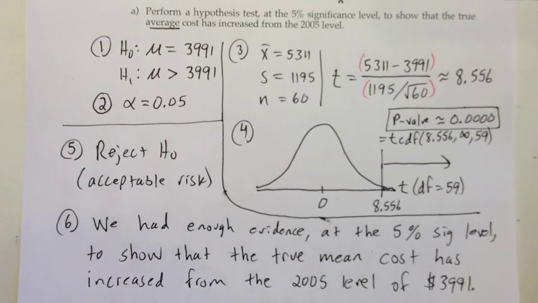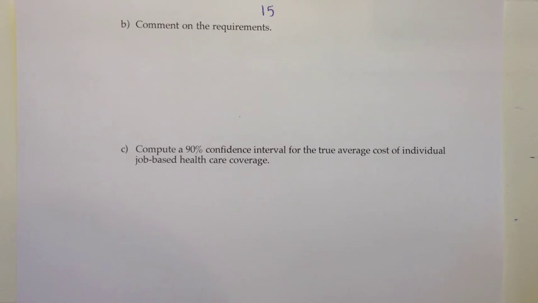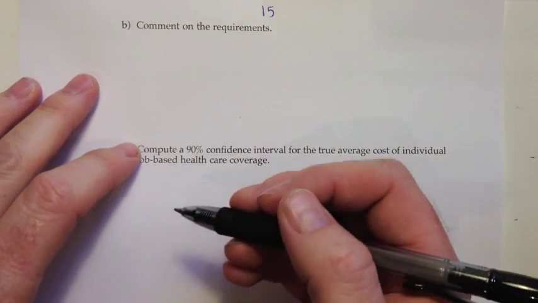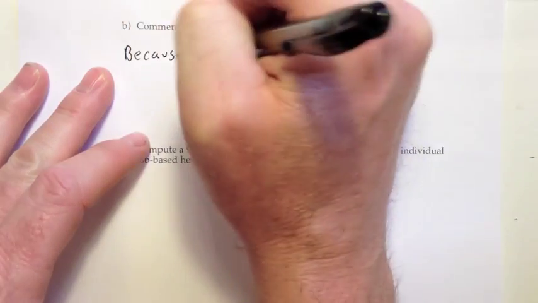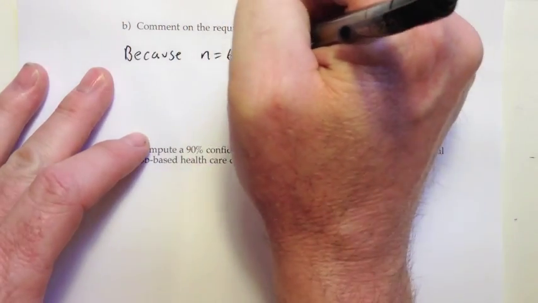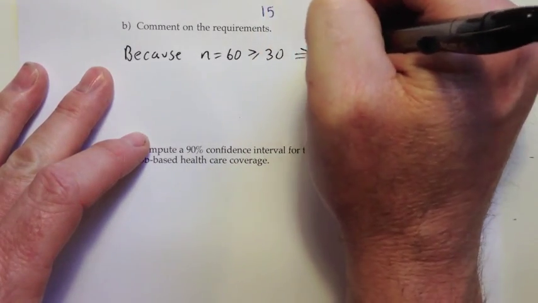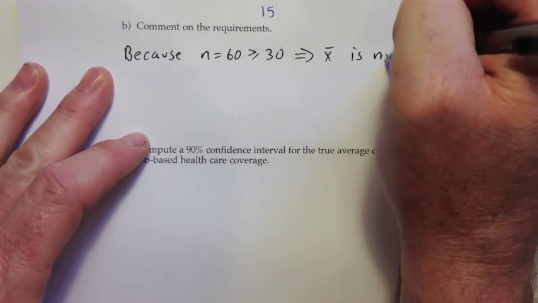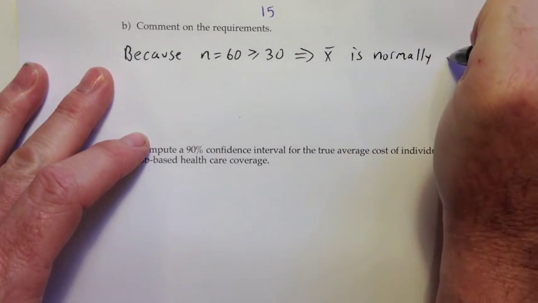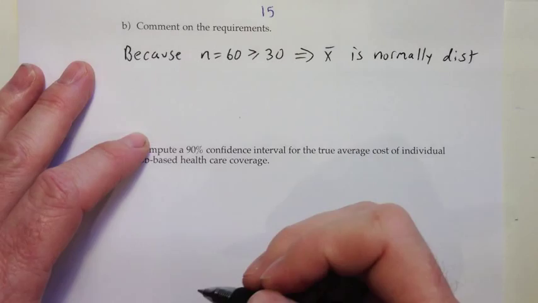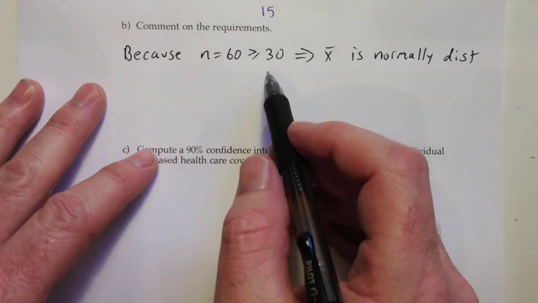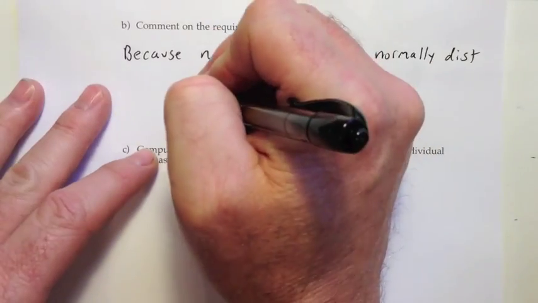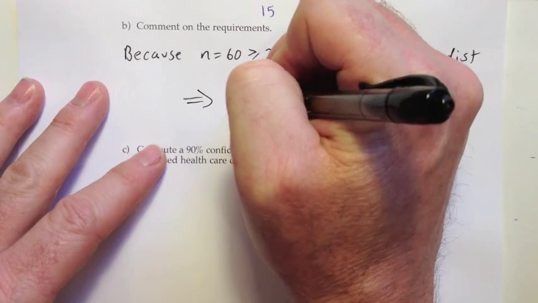you write that out. Alright, continuing on with the same problem, they want us to comment on the requirements. So in this one we had a sample size of 60, and I'm going to start off there. I'm going to say because n was equal to 60, which is greater than or equal to 30, that implies that X bar is normally distributed. And having an X bar that's normally distributed is what's required for a hypothesis test of the mean. So because n is equal to 60, which is bigger than or equal to 30, that implies X bar is normally distributed, and that implies the requirements are met.